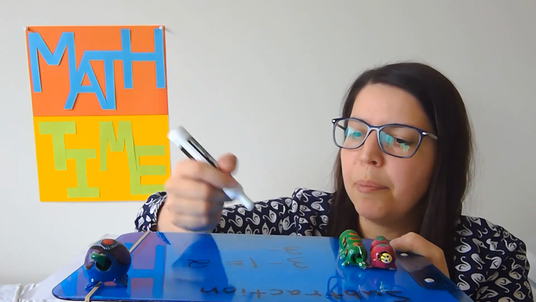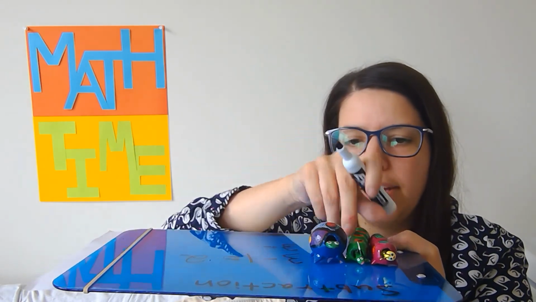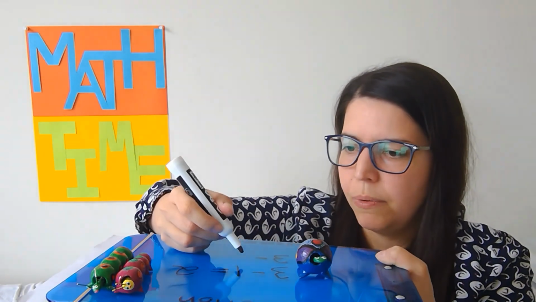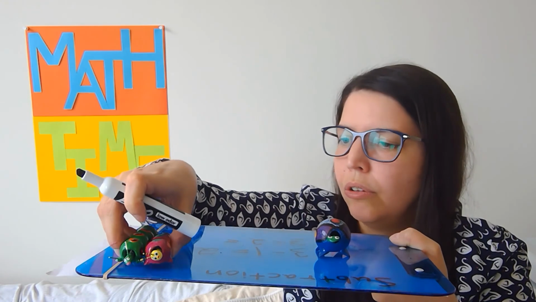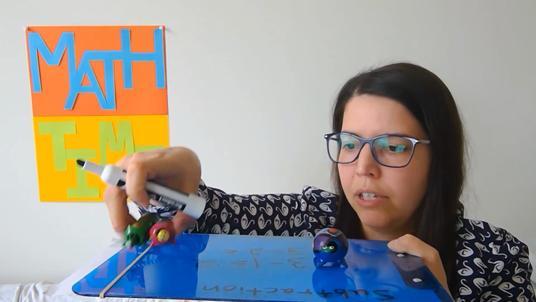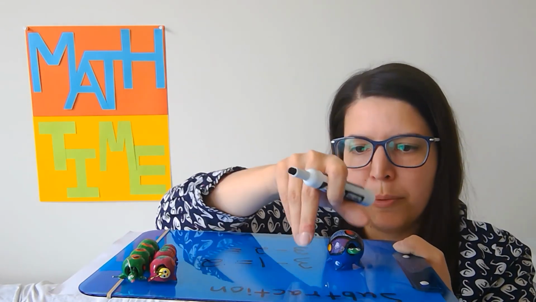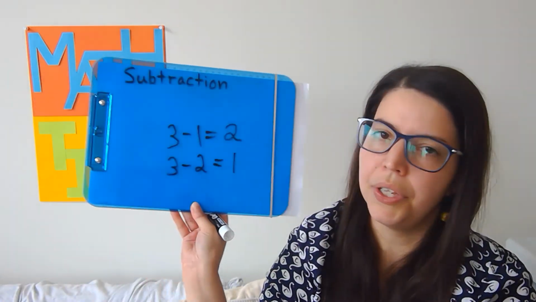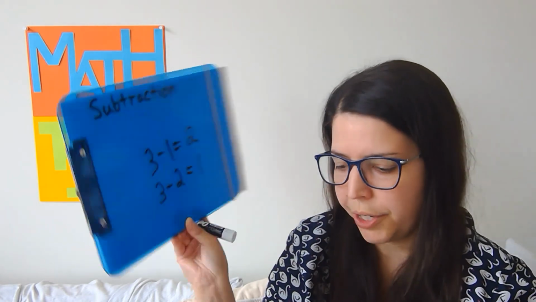Let's say the opposite happened. Let's say that you had your 3 happy friends here, and instead of this guy leaving, these 2 caterpillars made a break for it. They said, "We're sick of your leaves. We want something that tastes better." 3 minus 2. What's 3 minus 2 gonna be? If 3 minus 1 was 2, then 3 minus 2 is gonna be, that's right, it's just the other part. So 3 minus 1 is equal to 2, and 3 minus 2 is equal to 1.